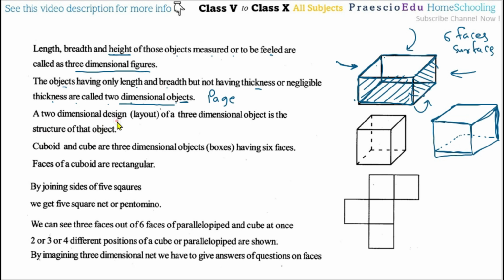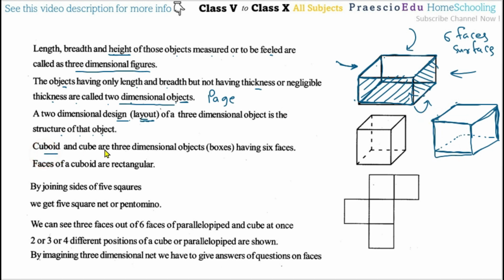A two-dimensional design, or we can say layout, why layout, because there are two dimensions, of the three-dimensional object is the structure of that object. Now here this is a surface, or area, now this is another area, now this is another area, so including these we say that this is the structure of this object. Okay, about this only the lines of this one.